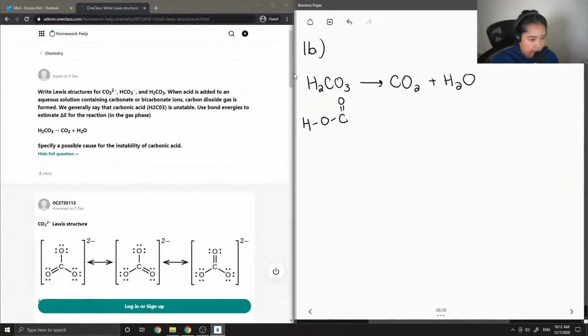So we know from the previous step what the Lewis structure of carbonic acid is. The structure for carbon dioxide is just carbon double bonded with 2 oxygens. And the Lewis structure of water is just oxygen with 2 lone pairs.